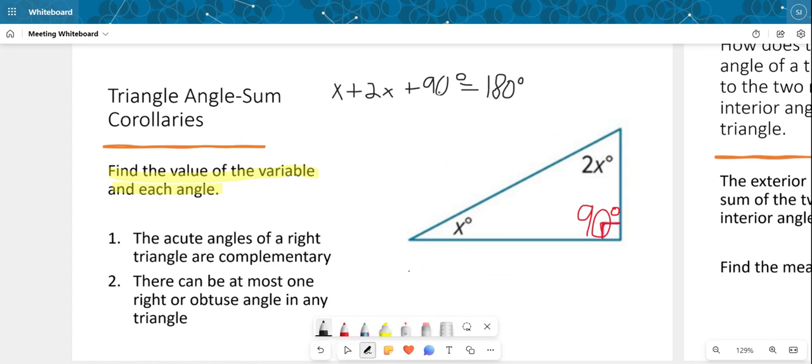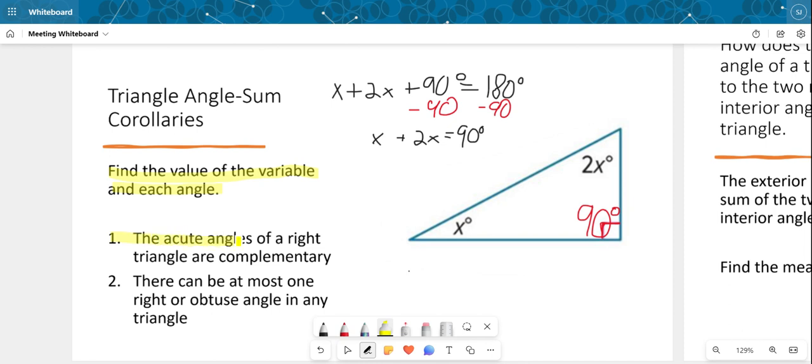Stepwise, we're going to follow through. What we'd want to do next is, plenty of you would identify, we'd subtract 90 from both sides. We'll get x plus 2x equals 90 degrees. This statement here is actually important to us. This x plus 2x is equal to 90, one acute angle and the other acute angle, making 90. It's actually important for us.